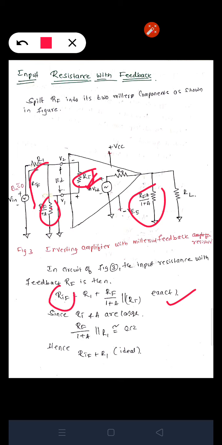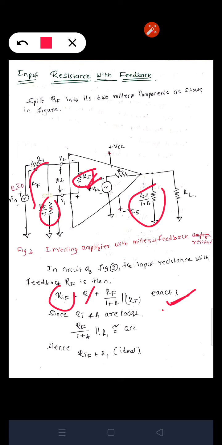So this is the input resistance with feedback, that is R1 plus feedback resistance Rf divided by 1 plus A, which is in parallel with Ri. This is called the exact equation.